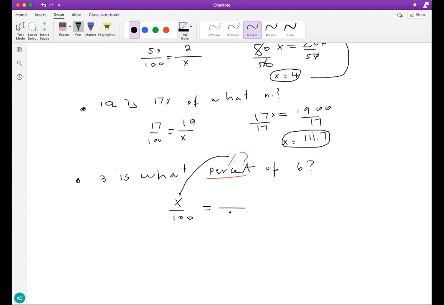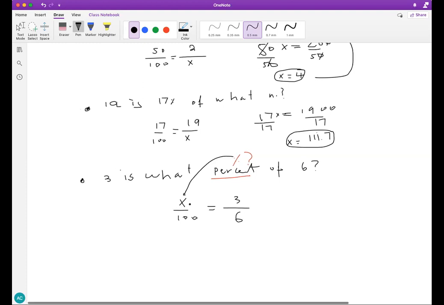So what's the other fraction based on the numbers? 3 over 6, because 3 is a portion and 6 is a whole number. Exactly. 3 is a portion of 6. And the rest, just cross multiplying, 6x equals 300. If you divide by 6, divide by 6, so cancel these. What's 30 divided by 6?